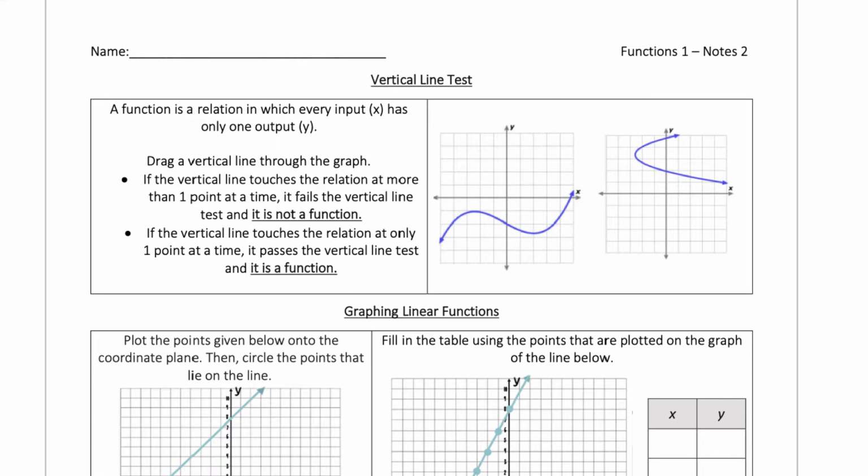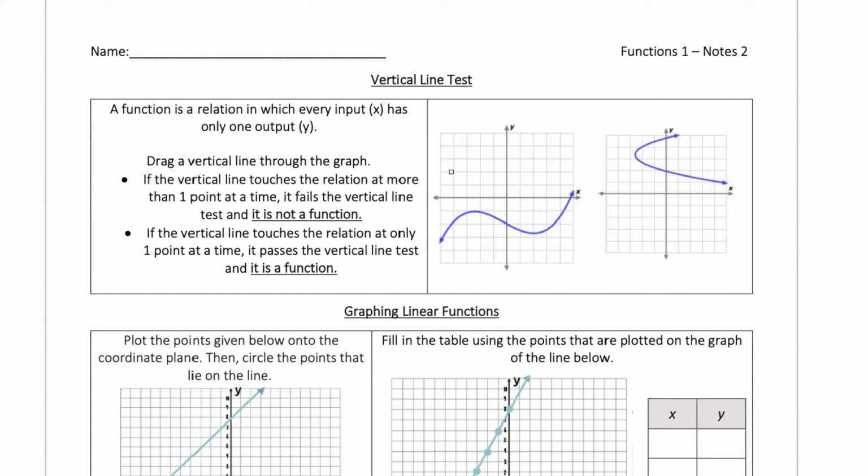In this video, I'll be going over our intro again to functions, but with our part 2. So we're going to start today by looking at when a function can be tested out using the vertical line test. So remember, we defined a function as a relation in which every input x has only one output y.